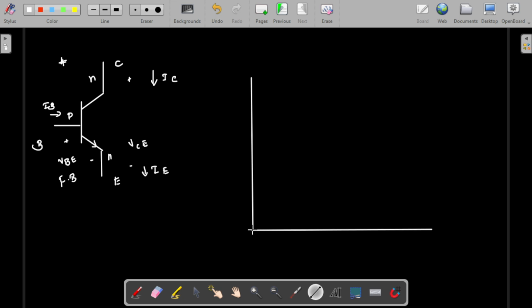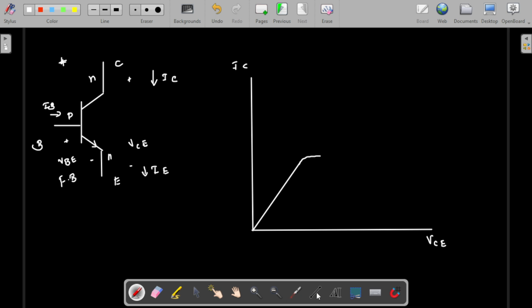Initially the transistor will act in a linear region, so there will be no change. If you have to name it, this is VCE, the reverse potential, and this is IC. This is the output characteristic, right? As VCE increases, IC will keep on increasing. This region is the active region. At some point of time, it will be saturated.